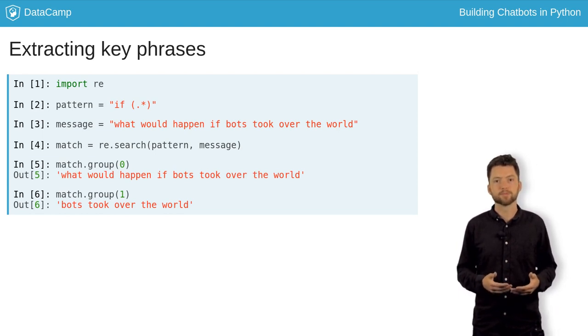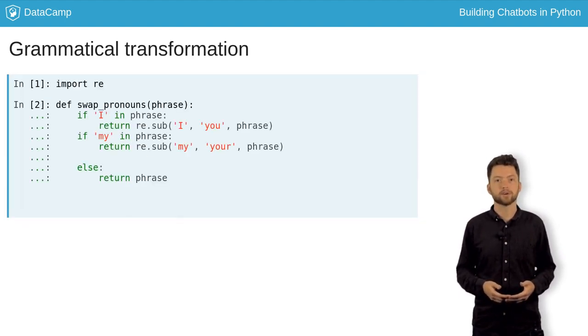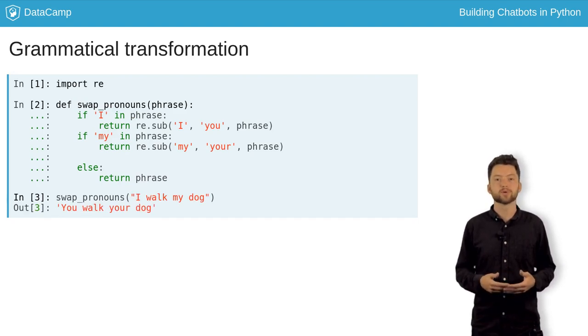To make responses grammatically coherent, we will want to transform the extracted phrases from first to second person and vice versa. In English, conjugating verbs is easy, and simply swapping I and you, my and your works in most cases. We can use another function from the re module to do this, re.sub. This substitutes patterns in a string. For example, this function takes the sentence, "I walk my dog," and transforms it into, "You walk your dog."